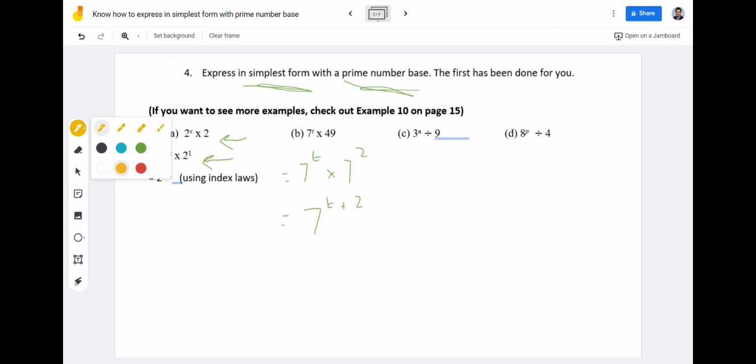Question C. 3 to the power of a, that's in a prime number base, but 9 is not a prime number. So this means 3 to the power of a divided by 9 we can write as 3 squared. And what's our index law when we are dividing? We subtract, that's right. 3 to the power of a take 2. Great job.